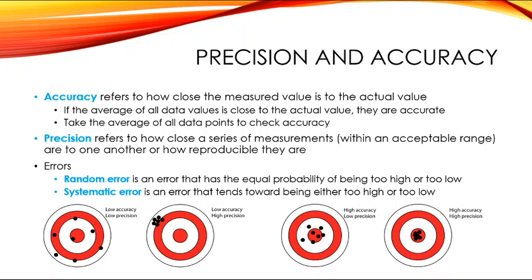But say that you have your darts, and you're aiming for the bullseye, and all of them hit the 20. In that case, again, you are not accurate. Your darts did not end up where they're supposed to be going, but they are precise. All of your data points are close to one another. All of your darts are in a good grouping.